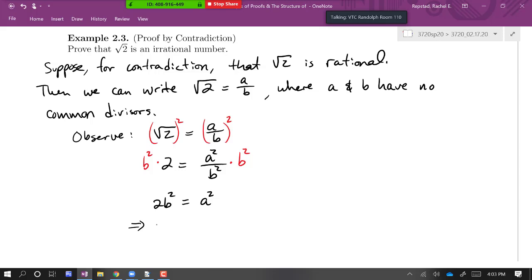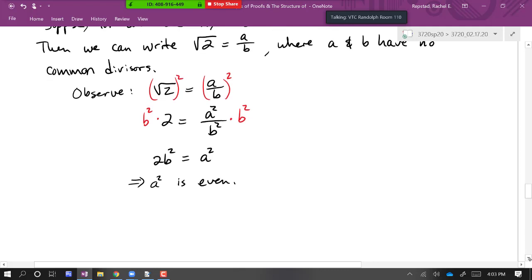We did stuff with this last class. In fact, the last 2 examples. That means a squared is divisible by 2, right? Since a squared is equal to 2 times something, that means 2 divides it. In other words, a squared is even, right?